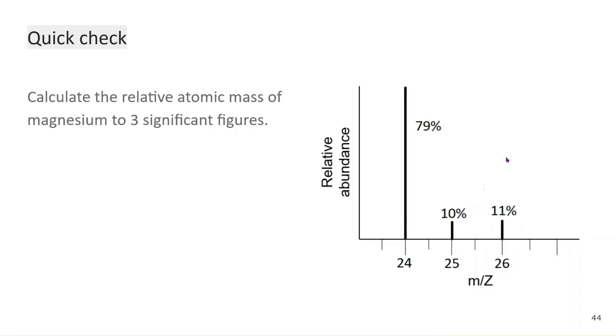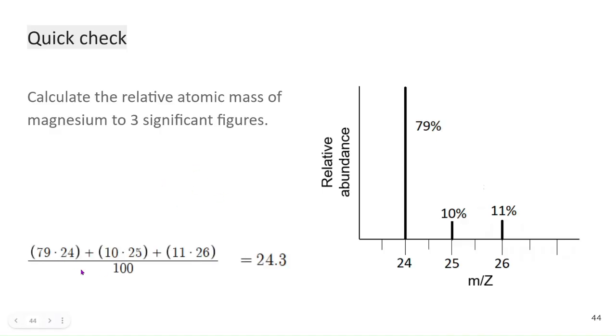Calculate the relative atomic mass of magnesium to 3 significant figures. And I know we haven't specifically talked about this yet, but this just means 3 digits, right? So your answer should round to 3 digits. We'll talk about this eventually. So here's your relative abundance, right? This is for magnesium. We have magnesium 24, 25, and 26. We have abundances of 79%, 10%, and 11. So take a second and calculate that.